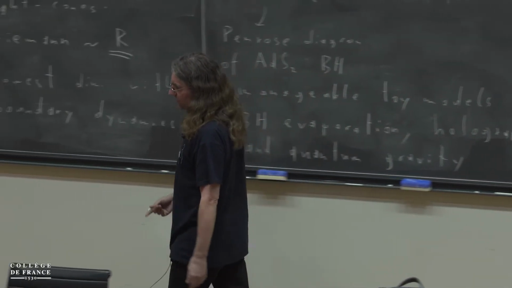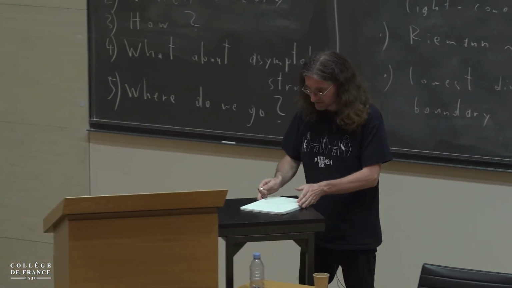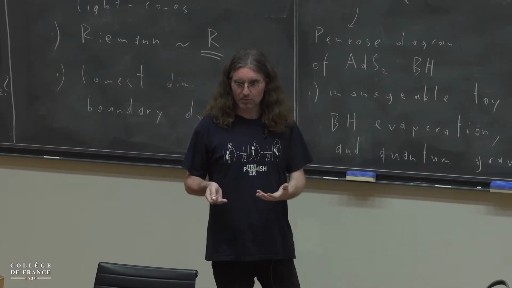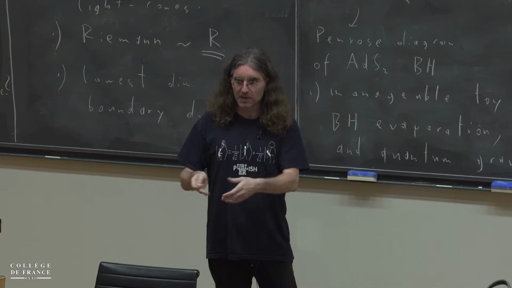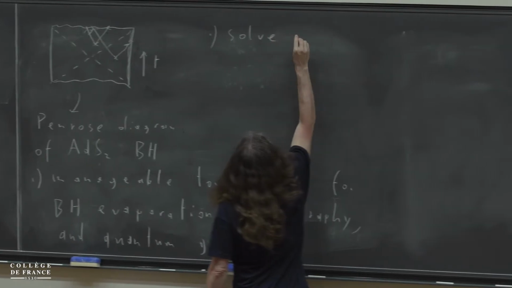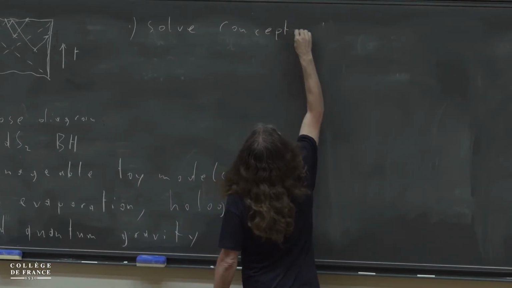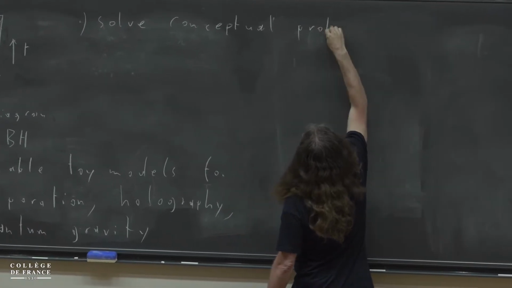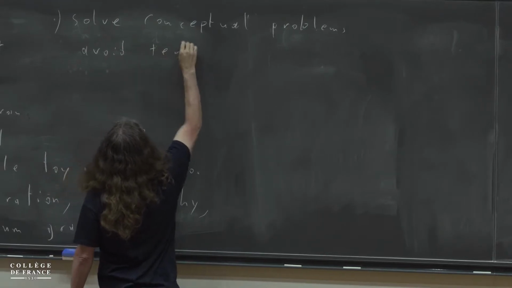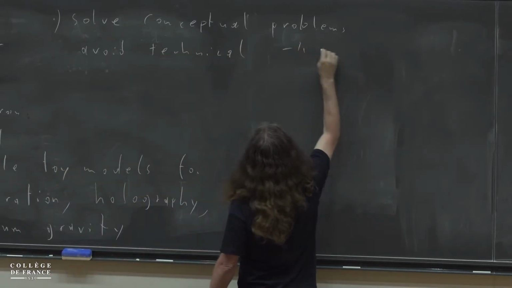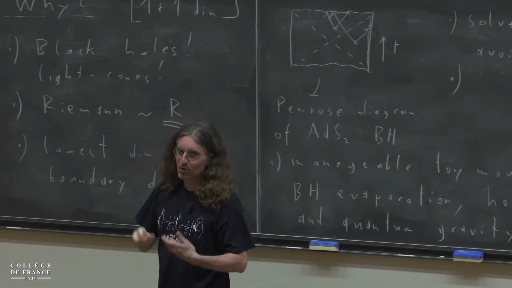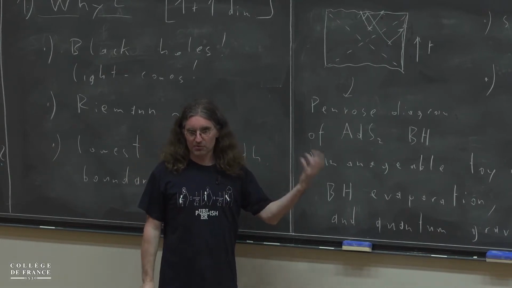One of the slogans you can take away from this motivational part is that the focus is on solving conceptual problems and avoiding technical problems. And by going to 1+1 dimensions, you minimize the amount of technical problems. So we want to solve conceptual problems and avoid technical problems. And if that slogan is still too technical for you, a more colloquial version is that we're looking for the hydrogen atom of quantum gravity.